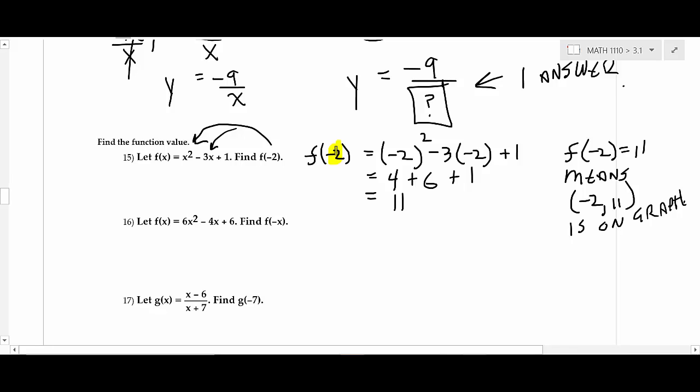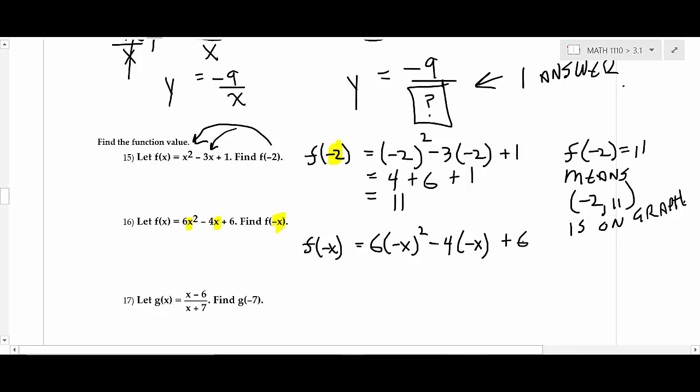How about number 16? Let's finish with number 16 and 17. What would you do on 16? Everywhere you see an x, what are you going to replace it with? Negative x. It's the same thing. So what you would end up having is f of negative x equals 6 times negative x squared minus 4 times negative x plus 6.